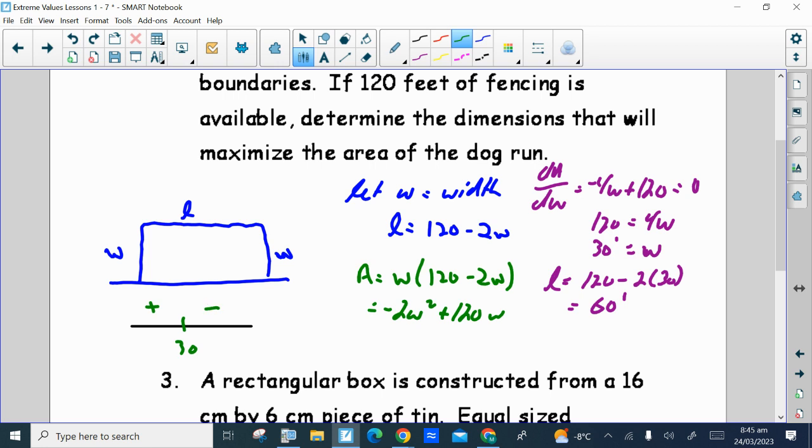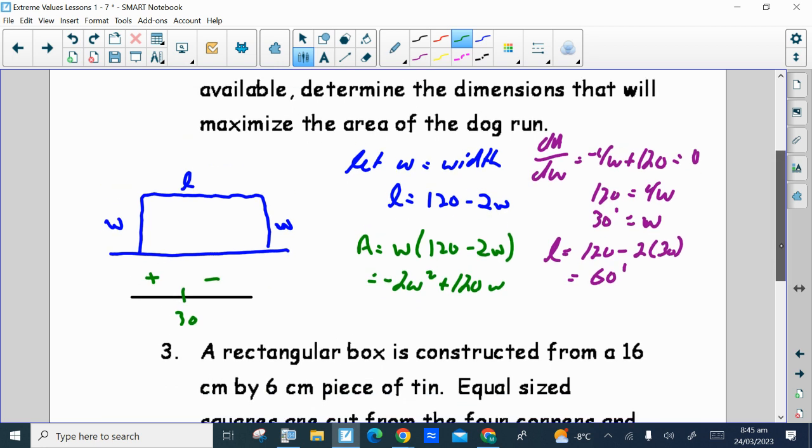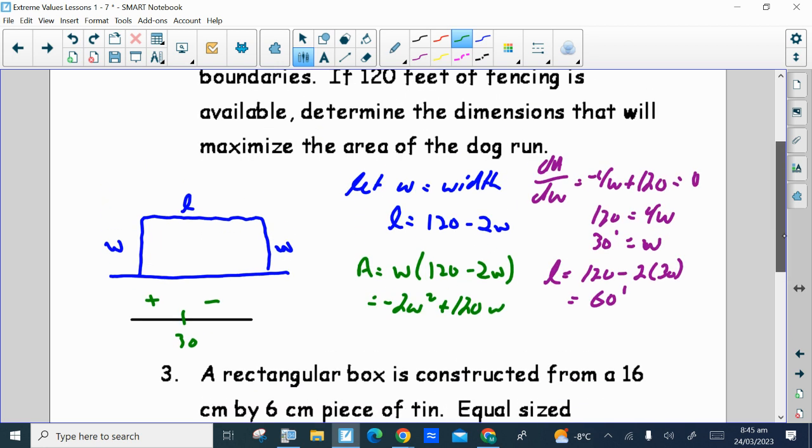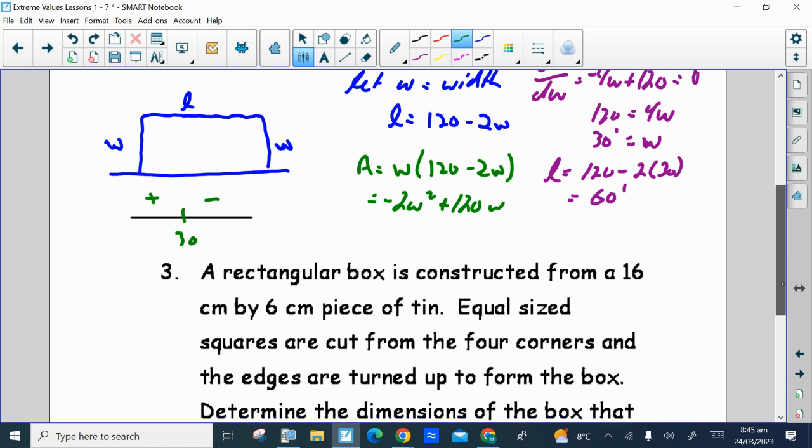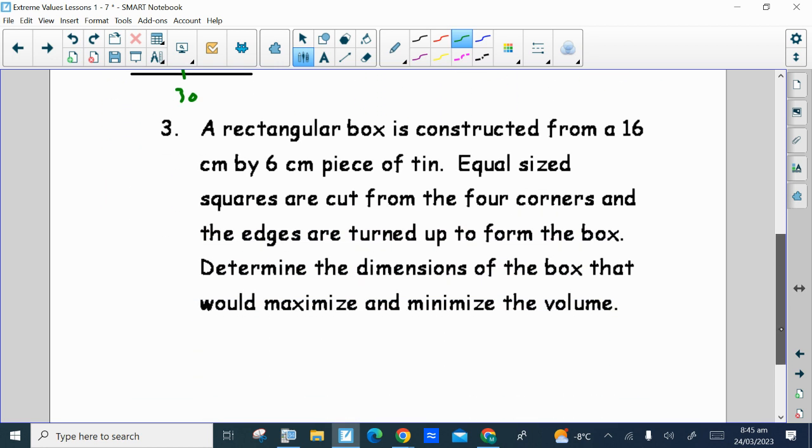So this confirms that for any number to the left of 30, the derivative is positive, or the graph of the area would be increasing in value. And to the right of 30, it's negative, or the graph is decreasing. So that confirms that there'll be a maximum at 30. Okay? But again, the problems are always set up for the most part where if it says that you're looking for the maximum, the answer you get will give you the maximum. And same thing if you're asked for the minimum.